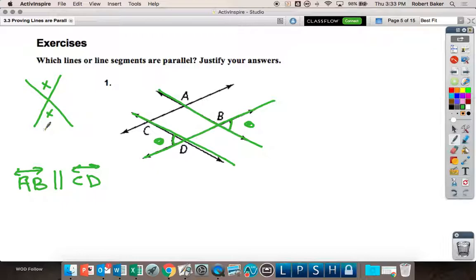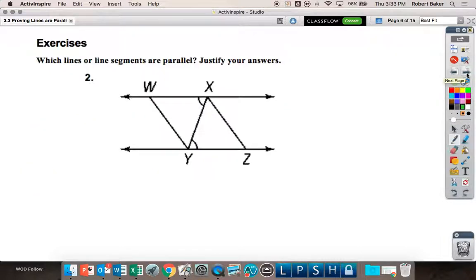So this is your goal right now. Tell me that AB is parallel to CD because alternate exterior angles are congruent. Now, the only way to make this more complicated is to add more lines. So we had 4 lines, now we have 5. It's not a big deal.